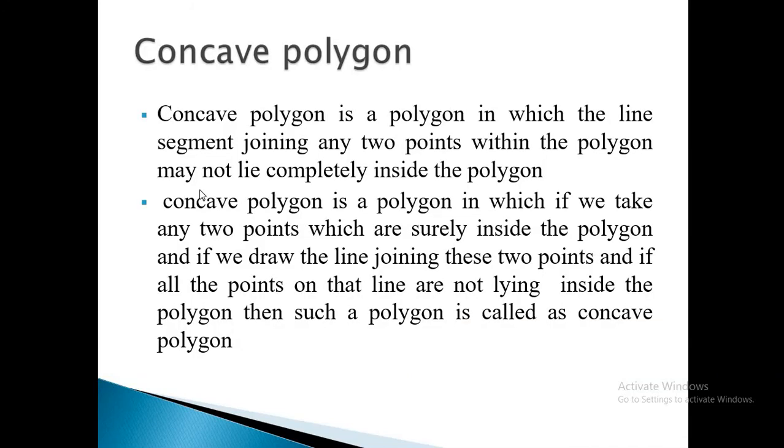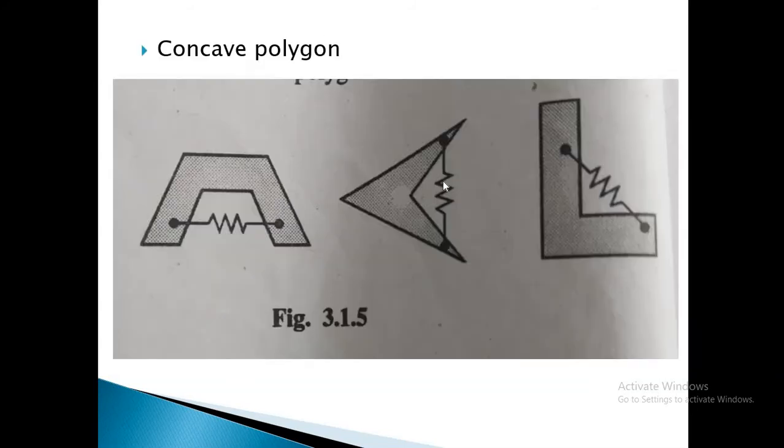Then the second one is the concave polygon. A concave polygon is a polygon in which the line segment joining any 2 points within the polygon may not lie completely inside the polygon. Okay, here is the diagram of the concave polygon. In this concave polygon, the line segment is inside the polygon, but the complete line is not inside the polygon. There is some part outside of the polygon. That's why it is called a concave polygon.